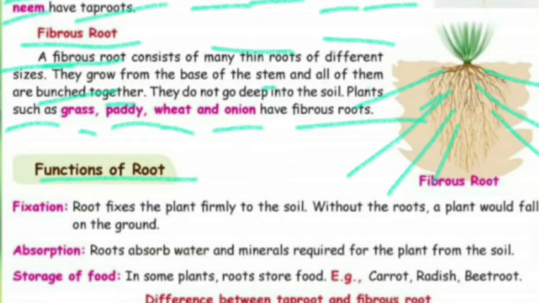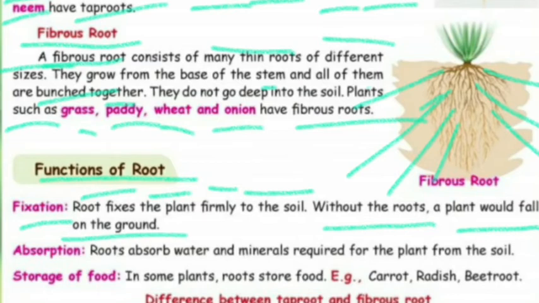So let us see. Fixation. They are fixing the plant on the ground. So root fixes the plant firmly to the soil. Without the roots, a plant would fall on the ground. If there is no root, how would plants and trees stand on the ground? They are not able to stand erect. Because of roots only they are standing erect on the ground, because roots are holding the plants firmly.